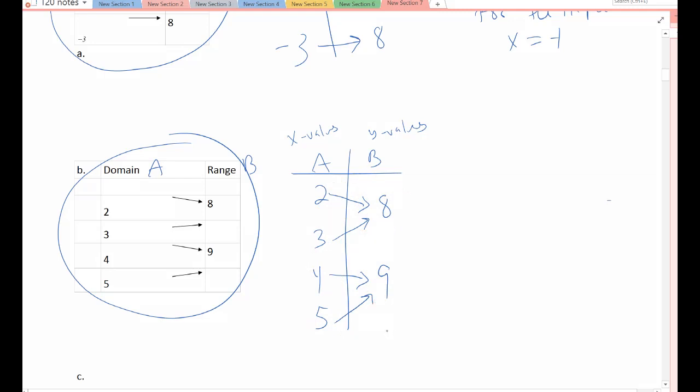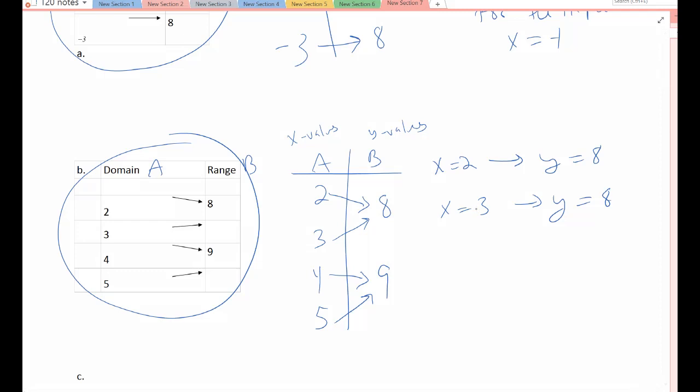Alright, now is this a function? Remember, in order to be a function, every x value has to have one y value that comes out. And this is actually fine. It's okay if my y values repeat. It's just I can't have more than one of them. For my x value 2, there's only one y value, 8. For my x value 3, there's only one y value, 8. Now, the x values 2 and 3 happen to go to the same number, but they only go to one number. That's the important thing. They go to one number.